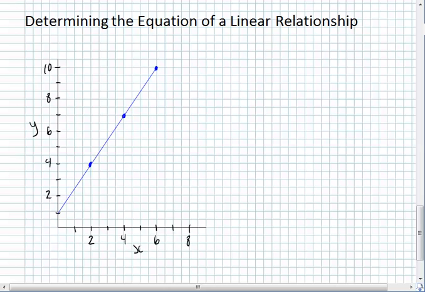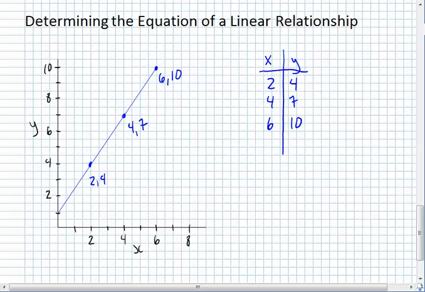Okay, so here's one here. Let's go ahead and make a table of values for this particular relationship. So this is one point there, 2, 4. You always put the x value first. There's 4, 7, and 6, 10.